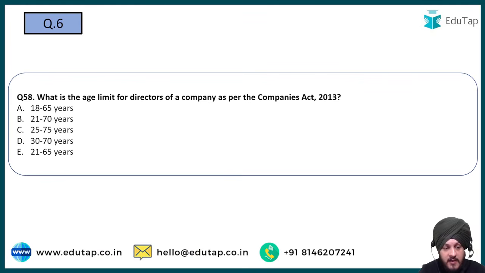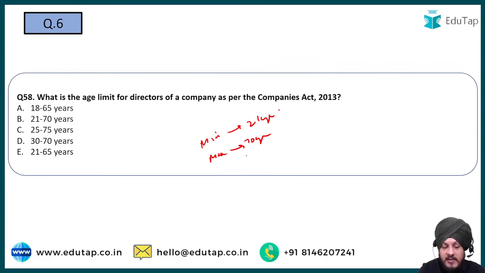What is the age limit for directors of a company as per Company Act 2013? Option A 18 to 65, option B 21 to 70, option C 25 to 75, option D 30 to 70, and option E 21 to 65. So the correct answer as per company law, the minimum age is basically 21 years, right? And the maximum age is basically 70 years, right?